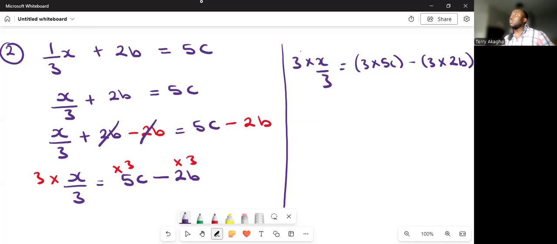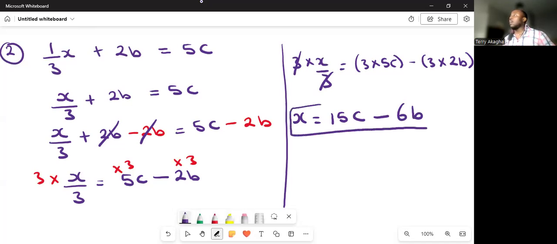Okay, so this 3, we cancel this 3 here. Then you have x is going to be equal to 3 times 5c. That will give you what? 15c. And minus 3 times 2b is going to give us 6b. And that will be the answer for that. Okay, so you can see whatever you do to the left-hand side, you do exactly the same thing to all the variables on the right-hand side as well.